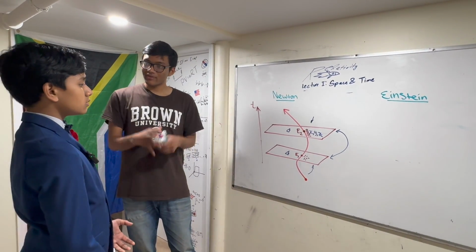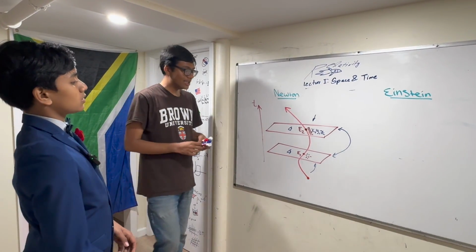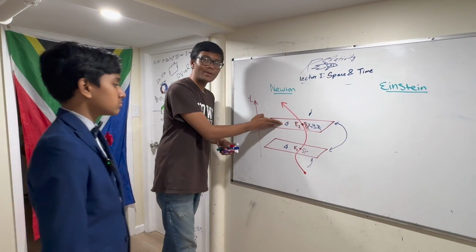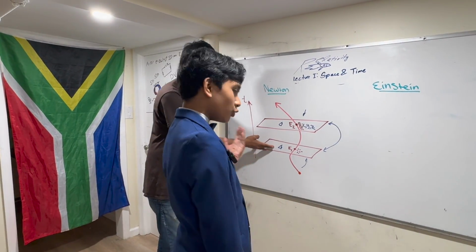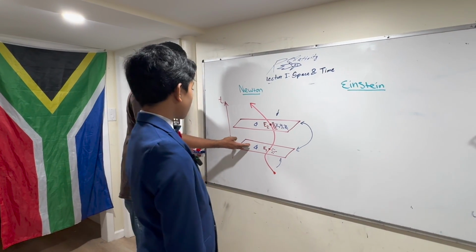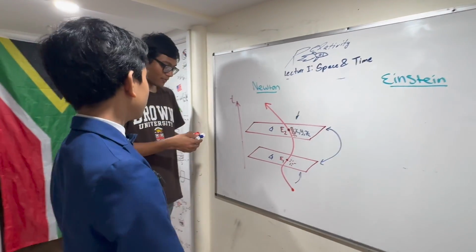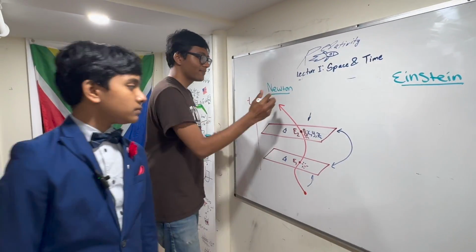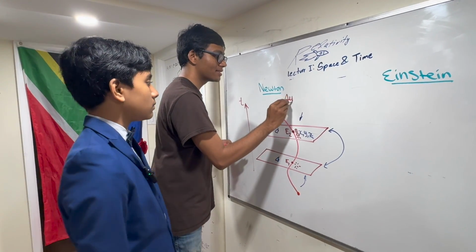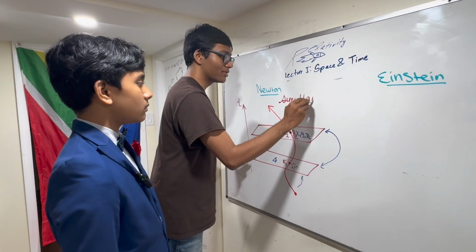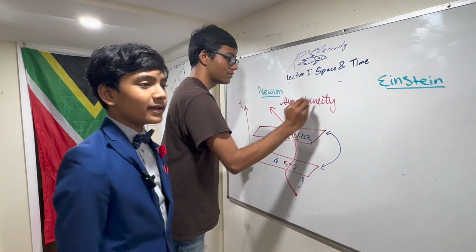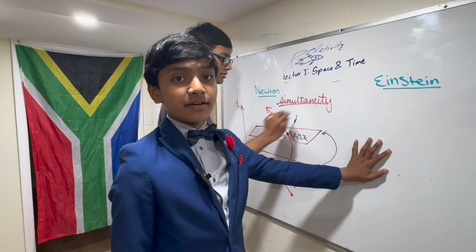There's a grand universal clock. Everyone agrees that event 2 happened after event 1, or event 1 happened before event 2. This is called simultaneity. And right now we're going to talk about the relativity of simultaneity.